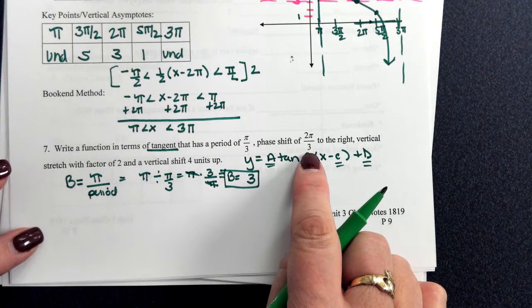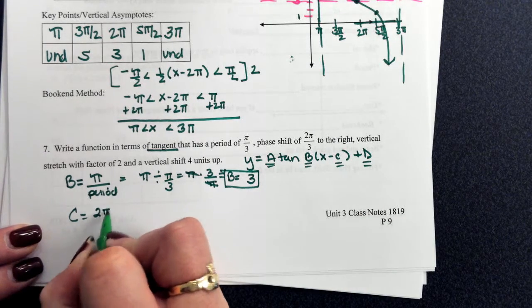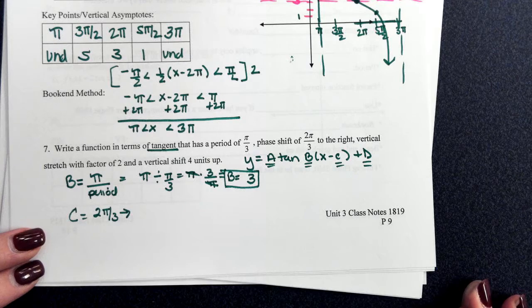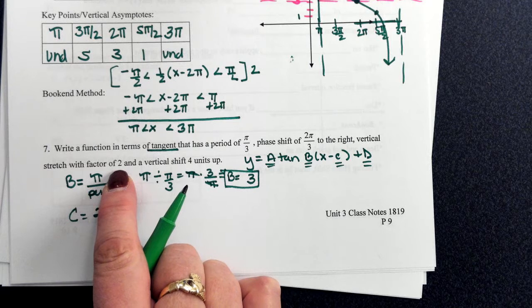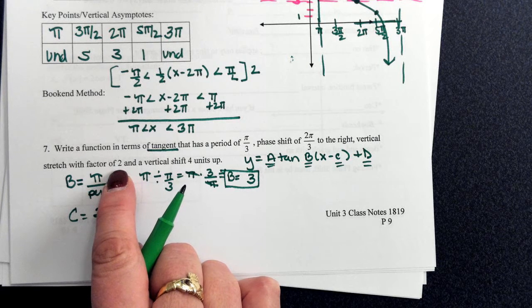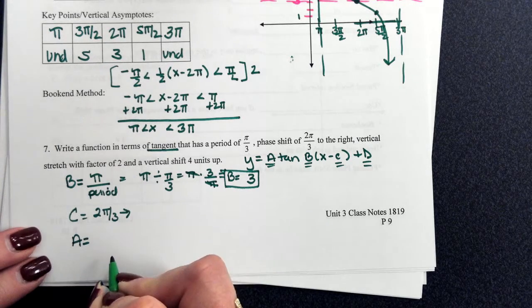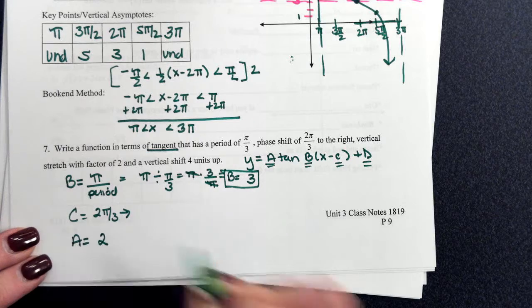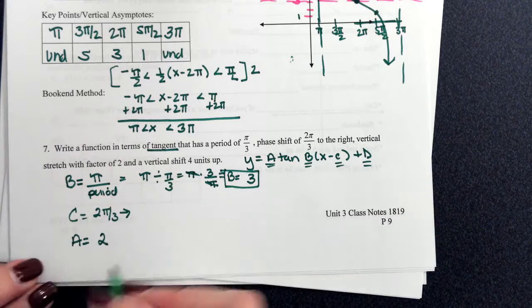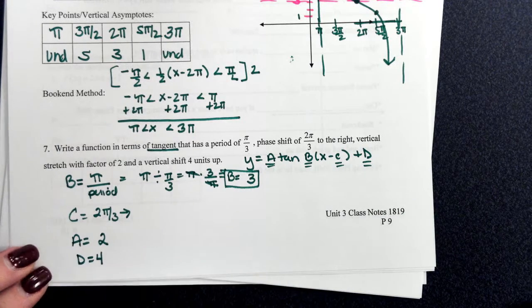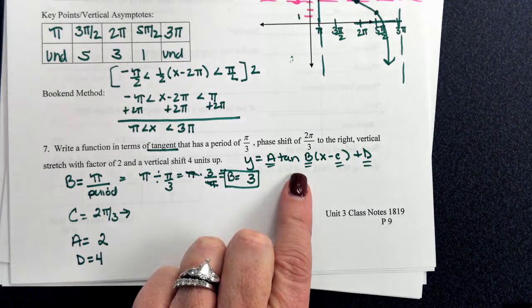I have a phase shift of 2 pi over 3 to the right. So I know that C is going to be equal to 2 pi over 3 to the right. A vertical stretch with a factor of 2. Again, remember, I can't call it an amplitude for tangent because the tangent graphs, just like secant and cosecant, don't have a max or min. So my vertical stretch I'll plug in for A, which is going to be a 2. And again, I have a vertical shift going up 4 units, so that's my D value. So D is going to be equal to 4. So any questions on how I found my A, B, C's, or D's? So now I can plug them into this equation.